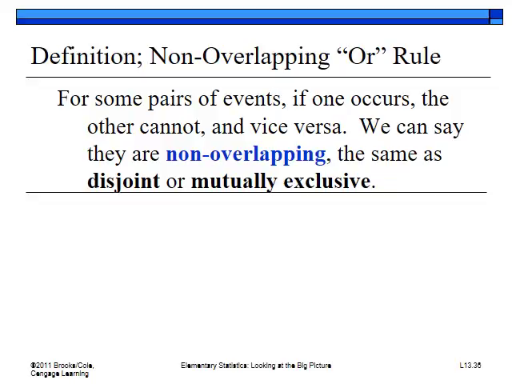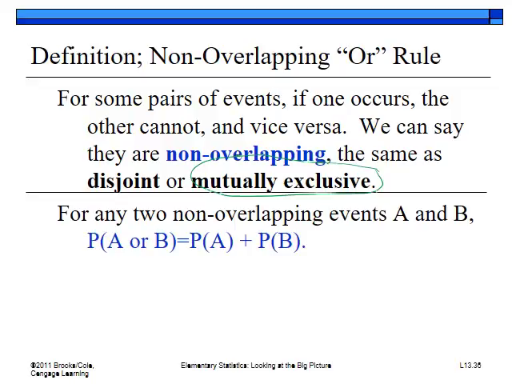So when two events are considered where the occurrence of one precludes the other, and vice versa. So if event A happens, that forces B not to happen. And when B happens, that forces A not to happen. We call those non-overlapping or mutually exclusive events. I will usually use the term mutually exclusive for this situation.